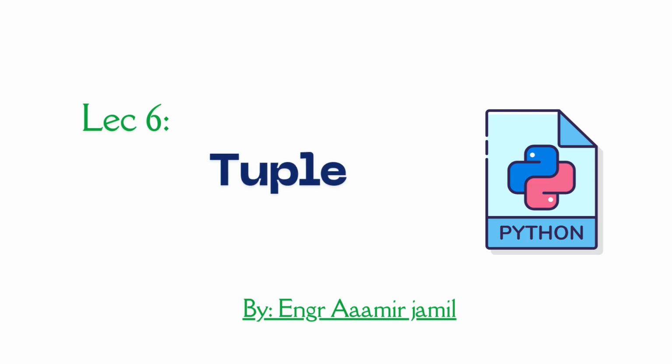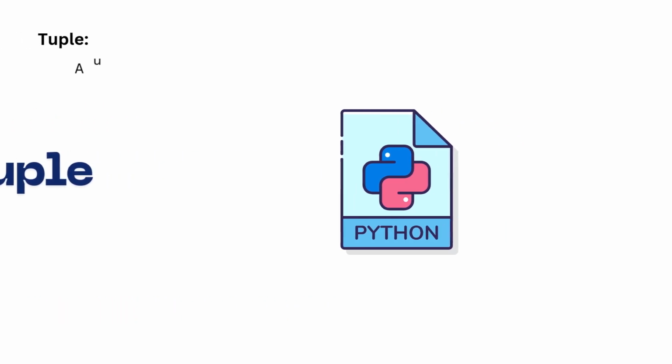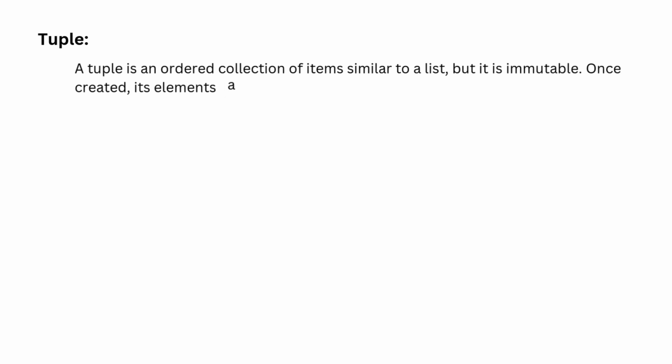Lecture 6. Tuple. A tuple is an ordered collection of items similar to a list, but it is immutable. Once created, its elements cannot be modified.